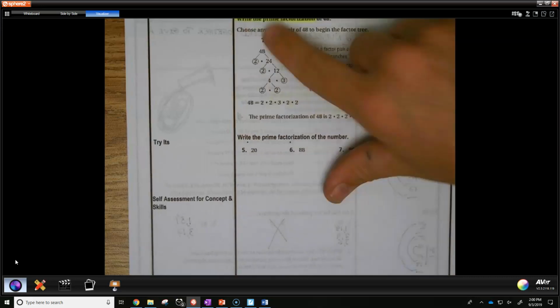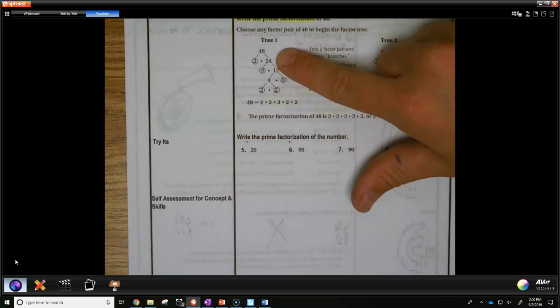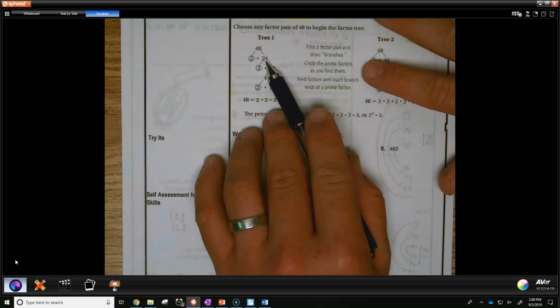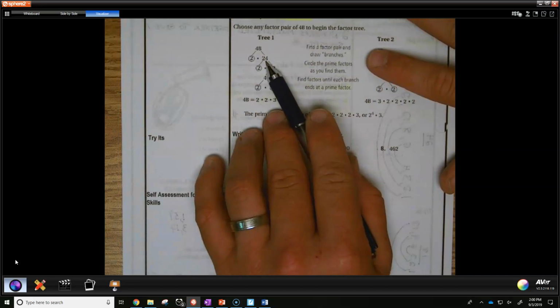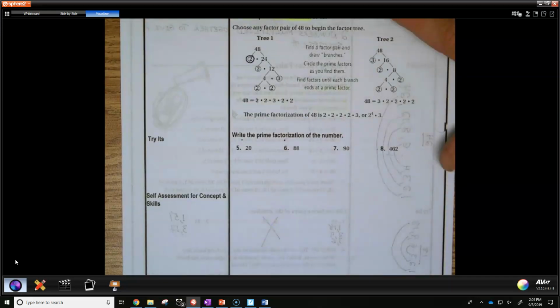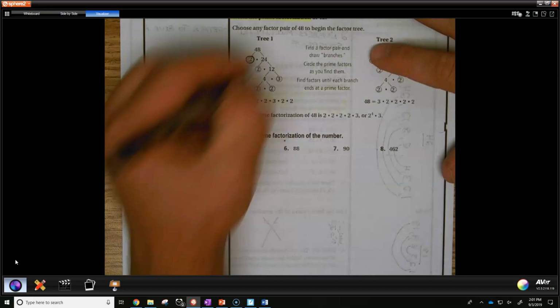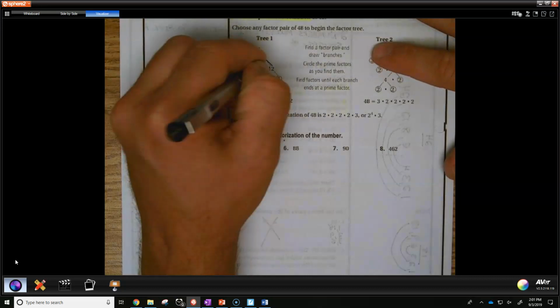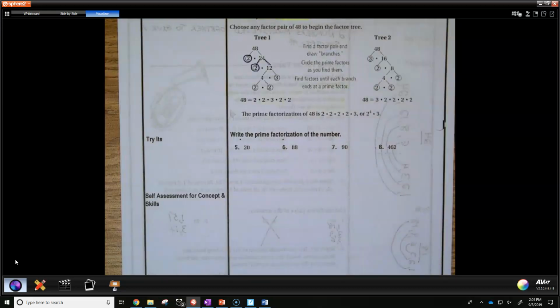So like on 48, they said 48 is composite, so they made it 2 times 24. 2 times 24 is a factor pair. 2 is prime. I am done with that number. 24 is composite. What's another factor pair? Well, they said 2 and 12. Could I have used 3 and 8, 4 and 6? Yeah. Our tree would have just looked a little different.